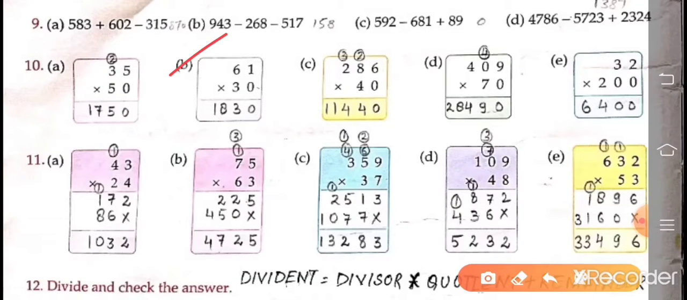B part, 61 multiply 30. So first multiply by 3, 3 1s are 3 and 3 6s are 18, and put the 0 at the last. Okay, so like this you have to do C, D and E part.